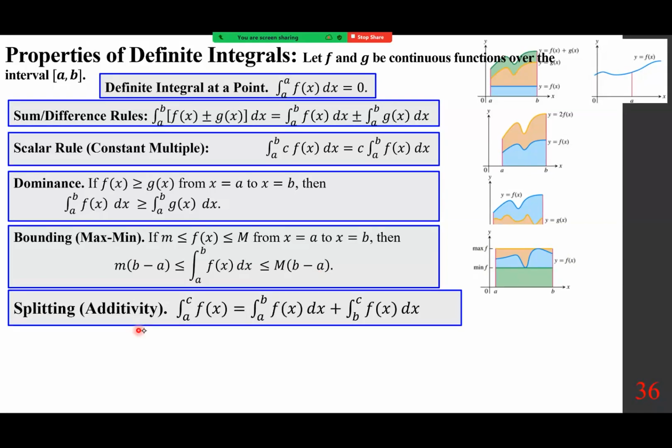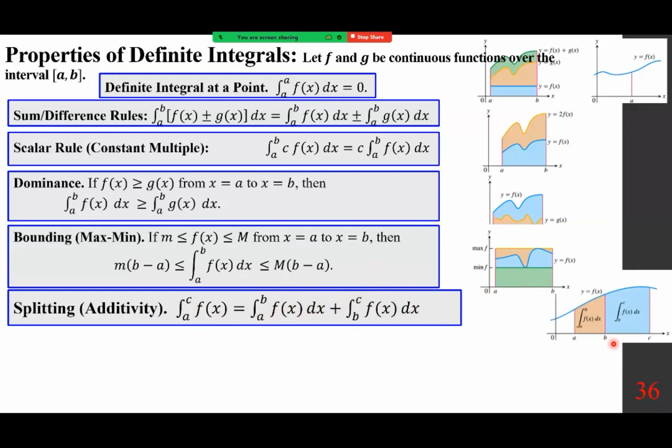We do this often, the splitting or additivity. If we integrate from a to c, it's the same as integrating from a to b and then b to c. Notice the initial point here is a, the end point here is c. So no matter how many you have, if the initial and the end are the same, however many points in between will do the job.